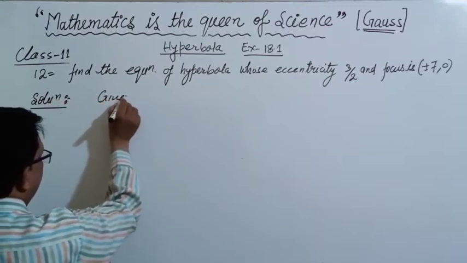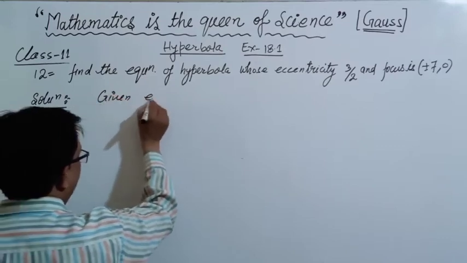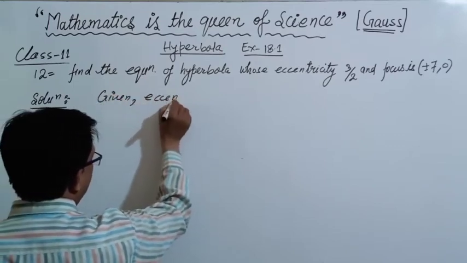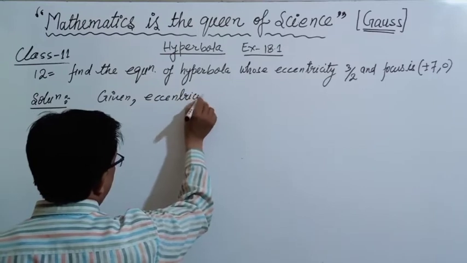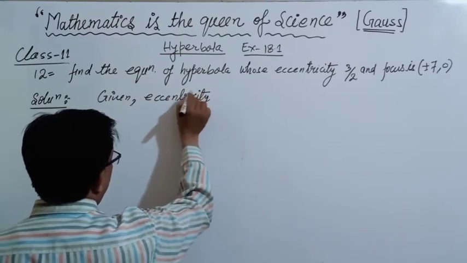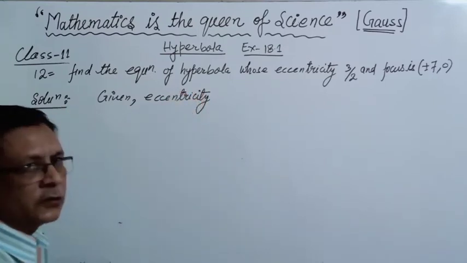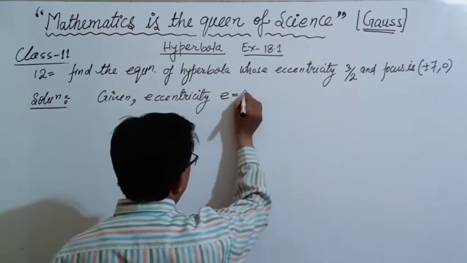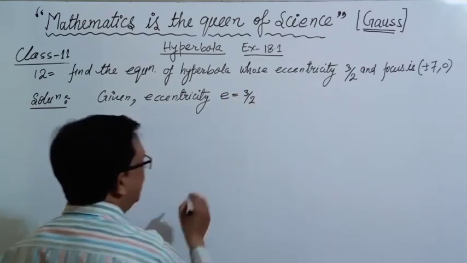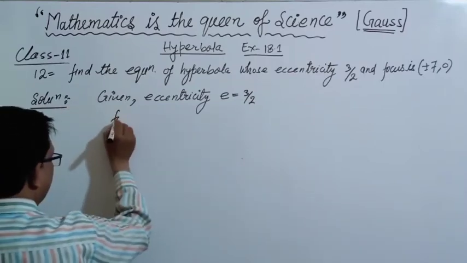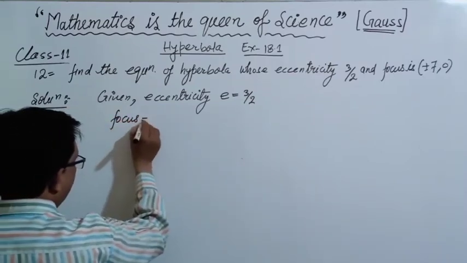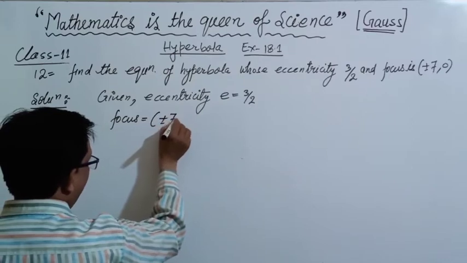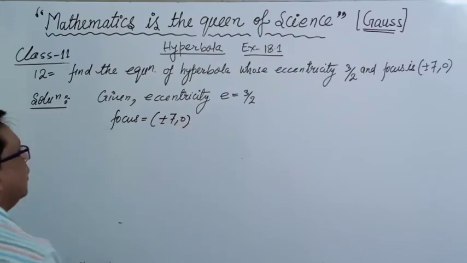Given eccentricity, student. Eccentricity is denoted by small e, so e is equal to 3/2, and the foci are also given as plus minus 7, 0. Student, what is the focus of the hyperbola?